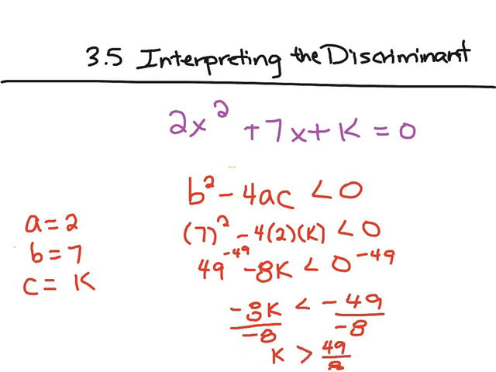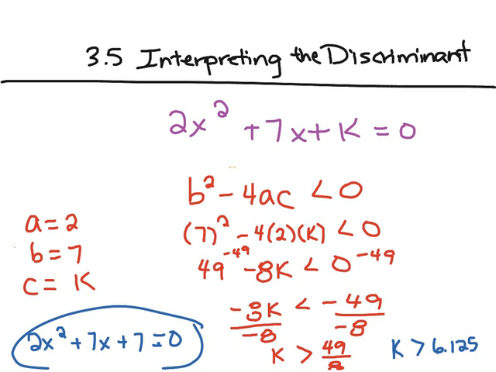So if we wanted to choose an equation so that k makes it have no real roots, we need to choose a number that's greater than 6.125. So if we were to rewrite this equation, we could say 2x squared plus 7x plus 7 equals 0, and this would have no real roots. So any k that's greater than 6.125 will have no real roots.